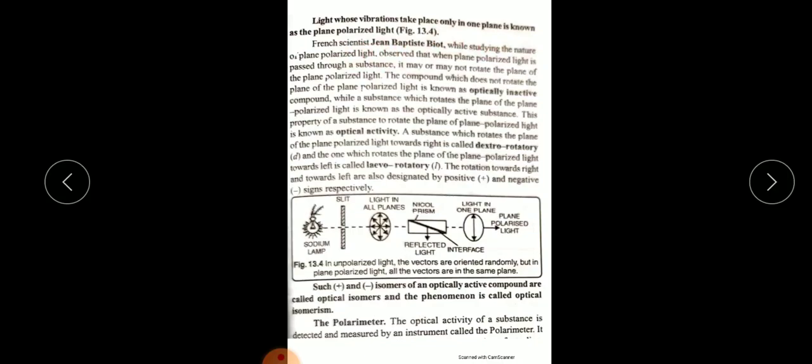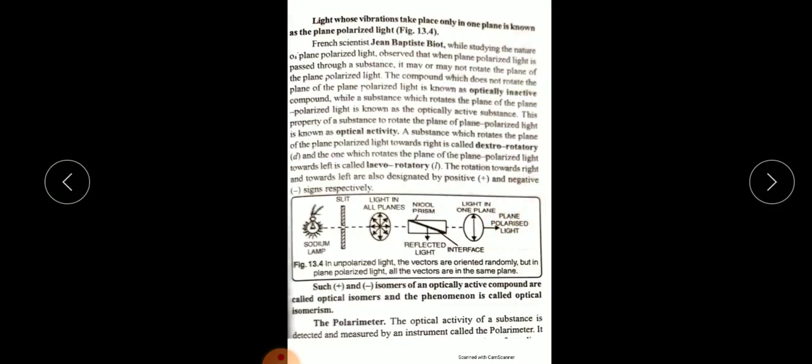Now this plane polarized light, if it passes through a compound or a solution taken in a test tube, and if the plane polarized light rotates towards the right, then we call it dextro-rotatory. And if the plane polarized light rotates towards the left, then we call it levo-rotatory.